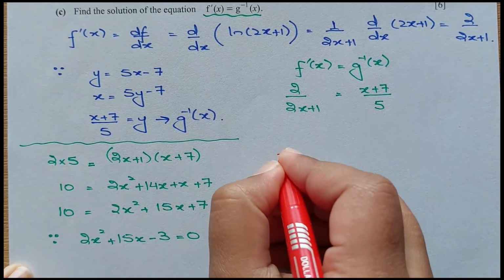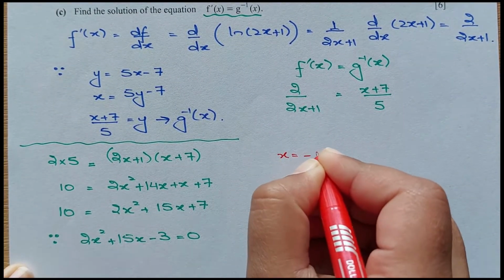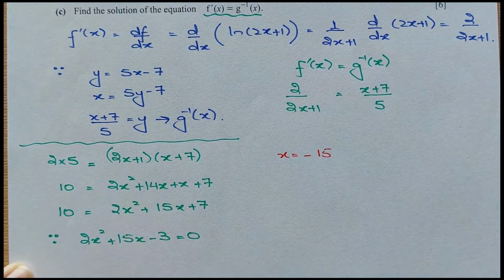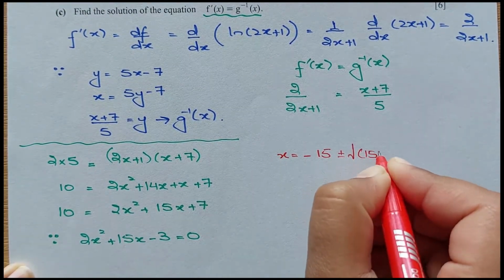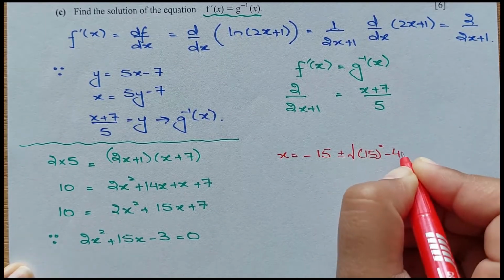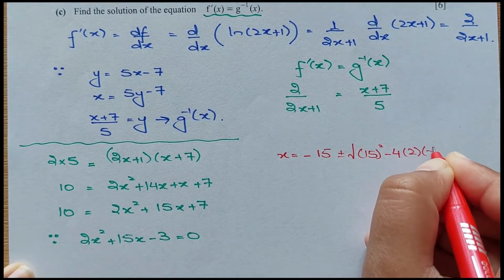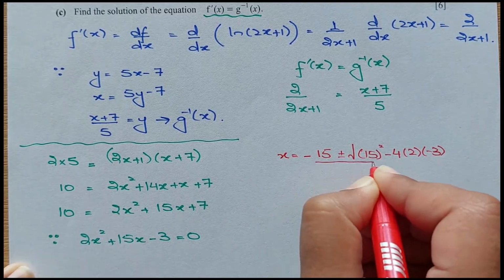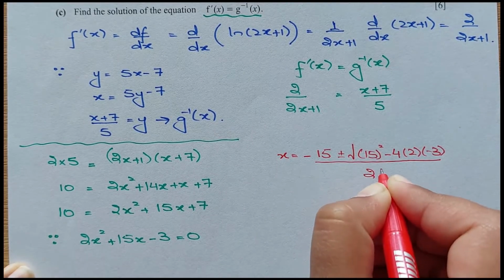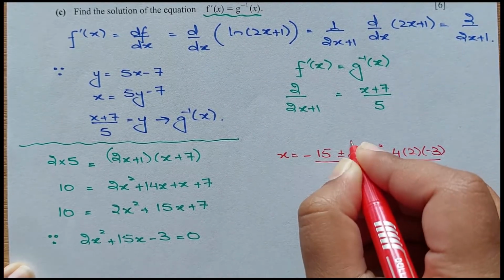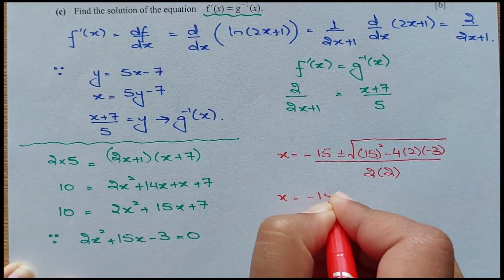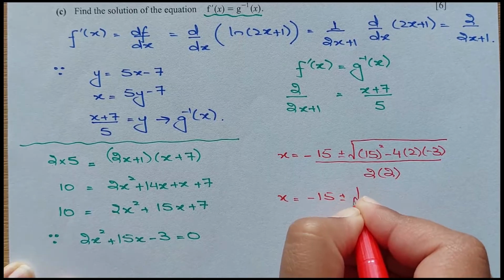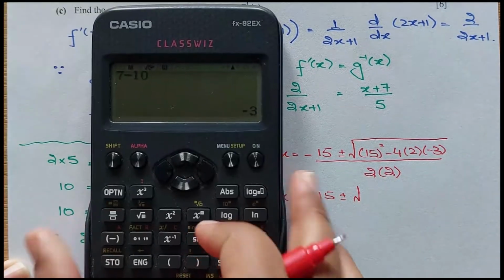So here the quadratic formula is x equals negative b, where the b value is 15, plus or minus the square root of b squared, 15 squared, minus 4 times a, where the a value is 2, times c, where the c value is minus 3, and then the whole thing divided by 2 times the a value, that is 2. Right, so here x equals minus 15 plus or minus the square root of 15 squared.